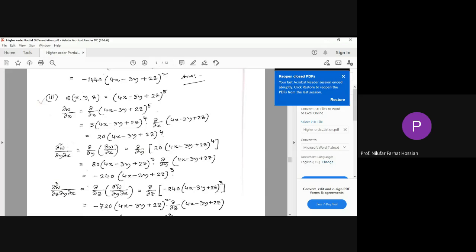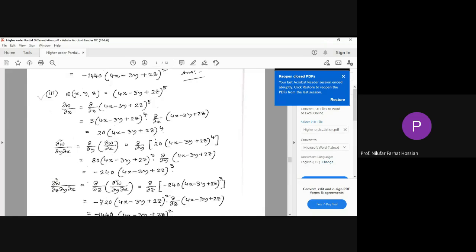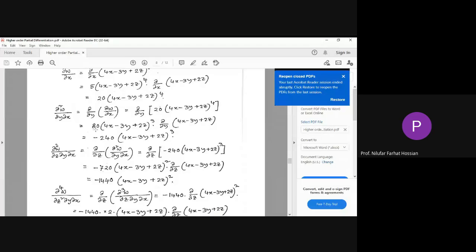And then differentiate this with respect to y. So del y of del w by del x, so del y of this whole thing. This 20 is a constant, so take it to the outside of the derivative.